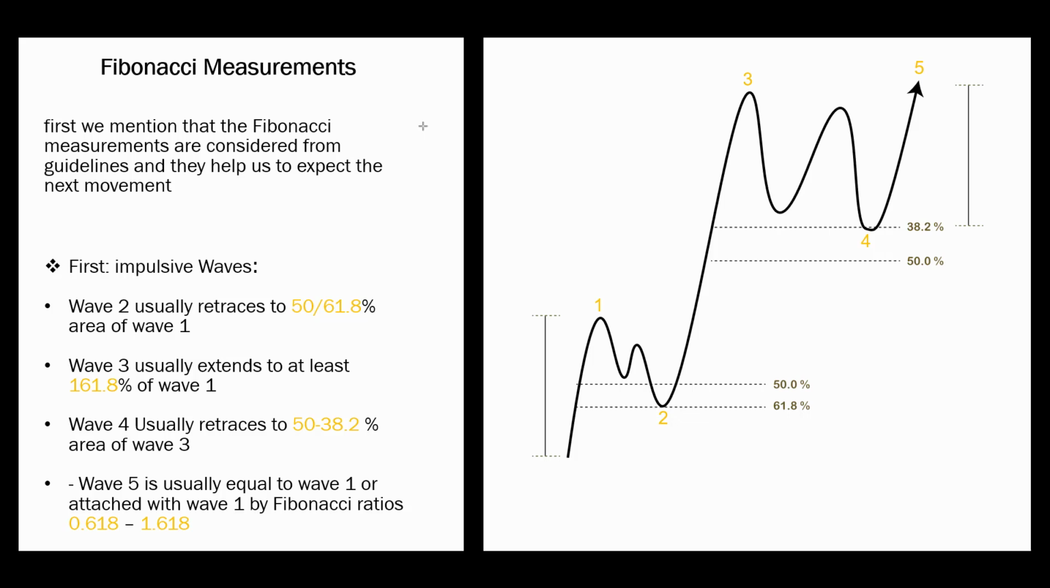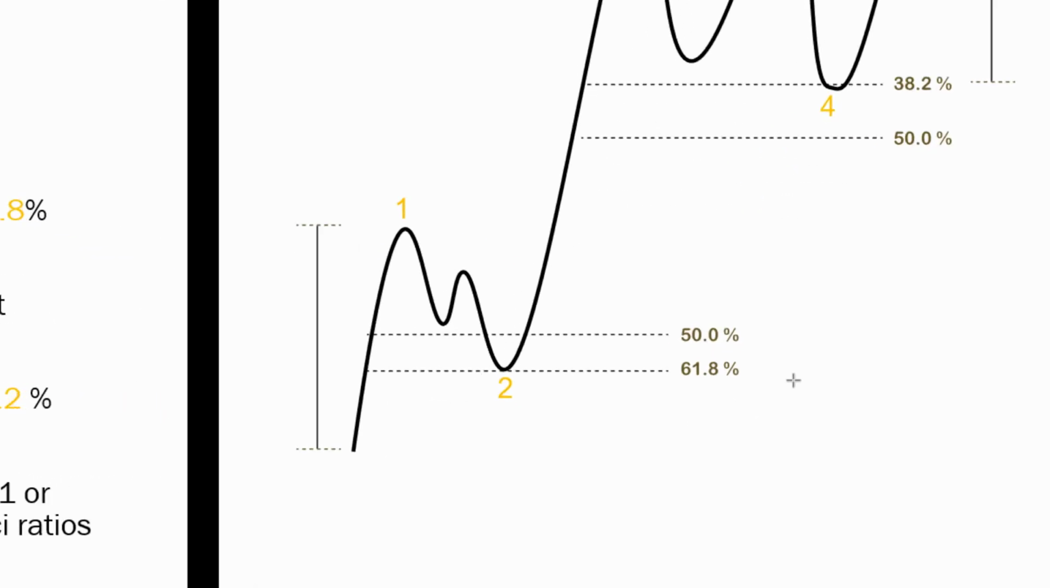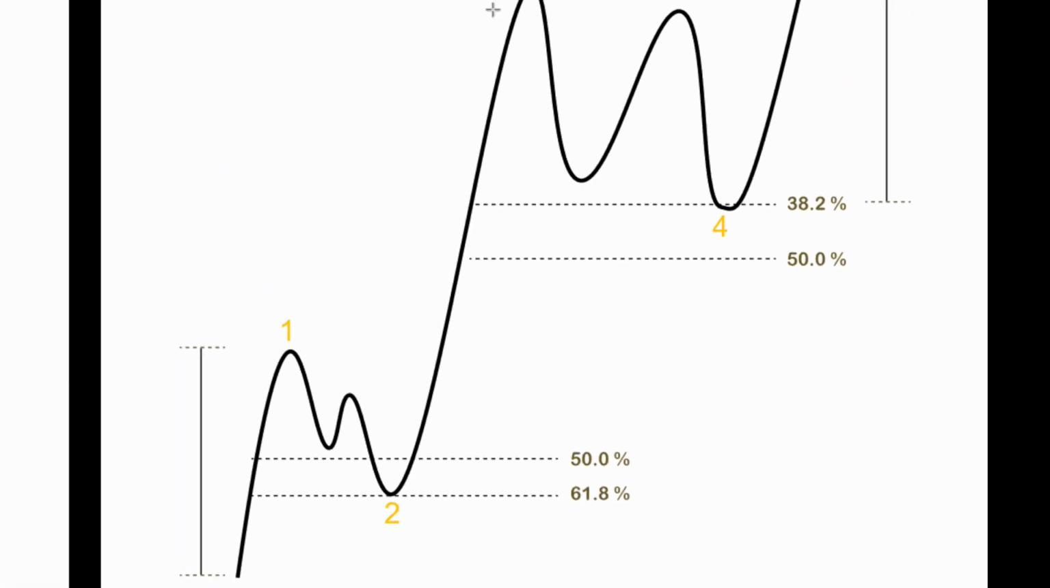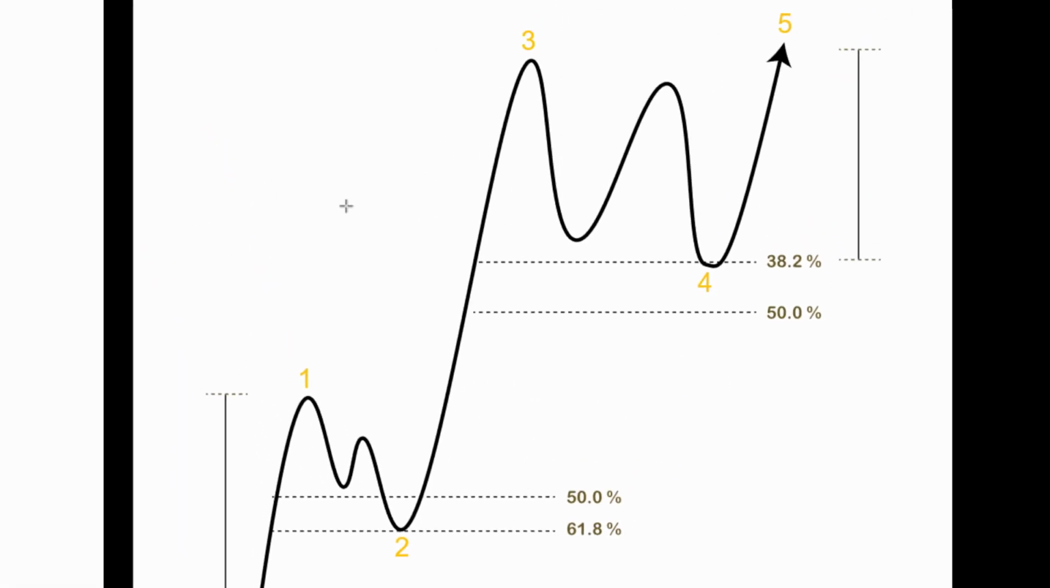What are these measurements? We will start with wave 2. As you can see, wave 2 retraces deeply of wave 1 and usually takes the price to the area that is represented by 50 and 61.8% from the length of wave 1. And wave 3 is usually tall and takes the price to at least 161.8% from the size of wave 1, while wave 4 retraces to the area between 38.2 and 50%.